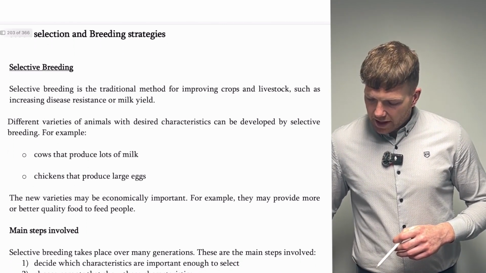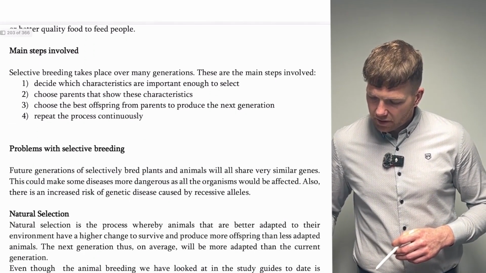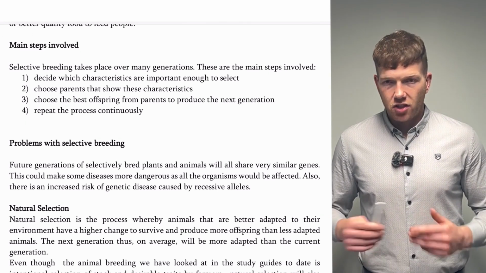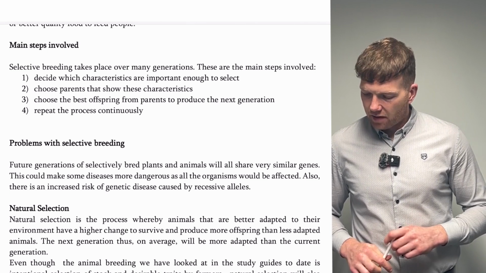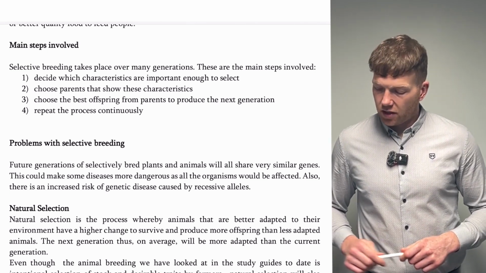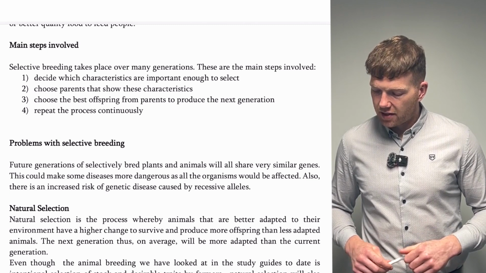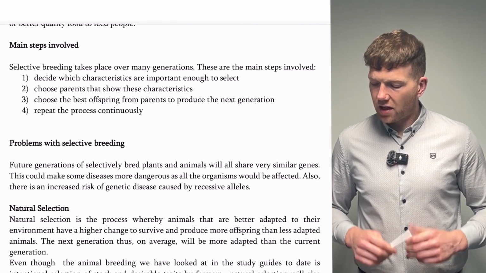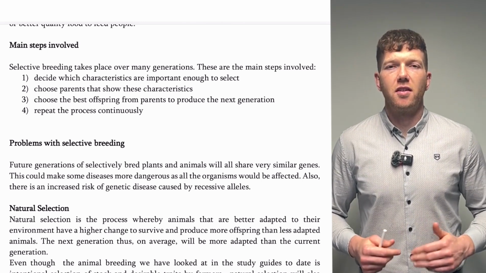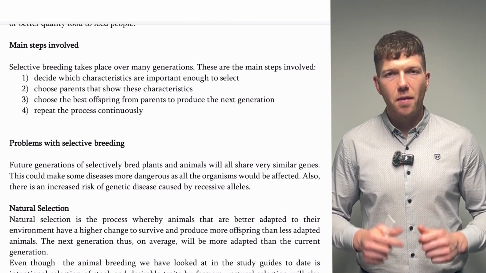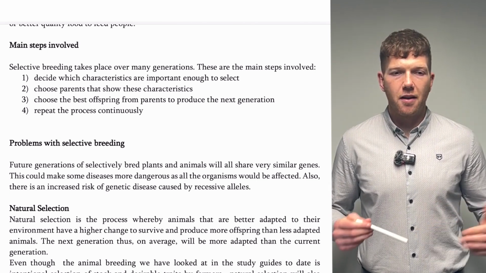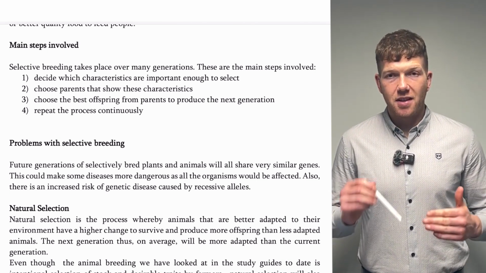Now, the main steps involved in selective breeding. Again, it's taking place over many generations. You're always picking the best. First, you decide which characteristics are important enough to select. Second, you choose parents that show these characteristics. And thirdly, you choose the best offspring from the parents to produce the next generation. So you're picking the best, which is demonstrating hybrid vigor. That means the best of both parents. You'll often see that.